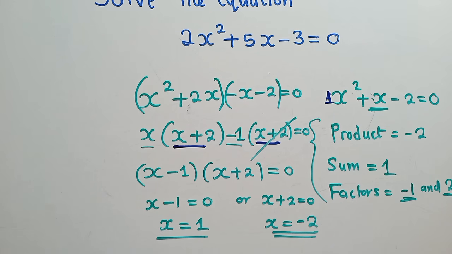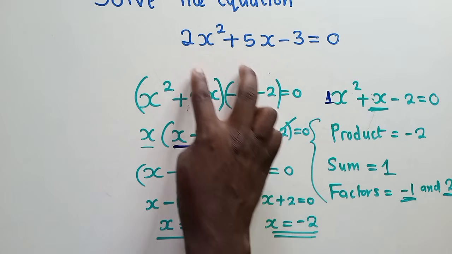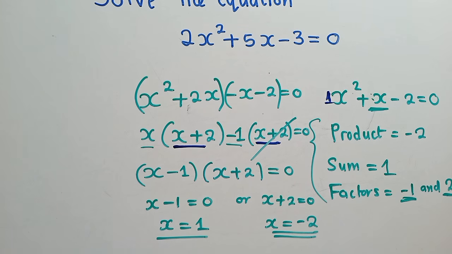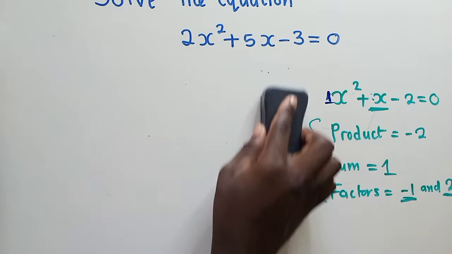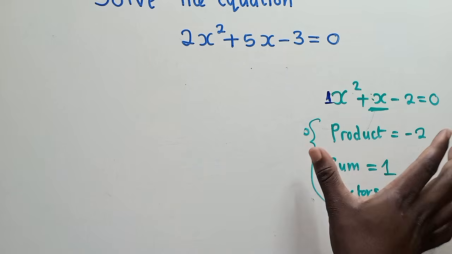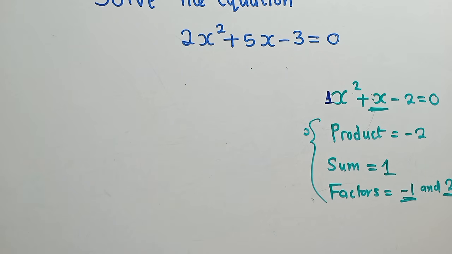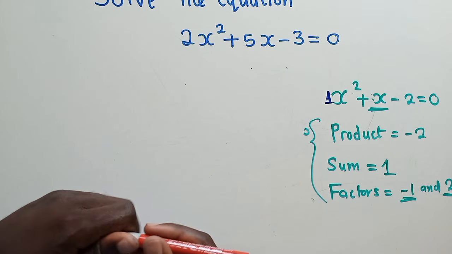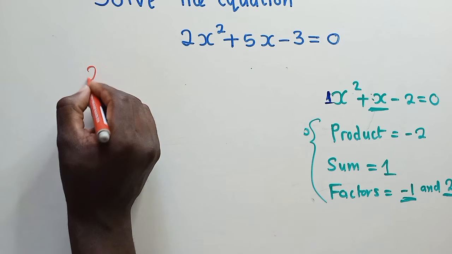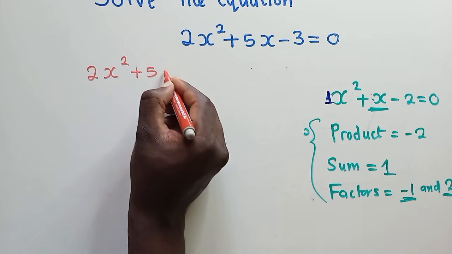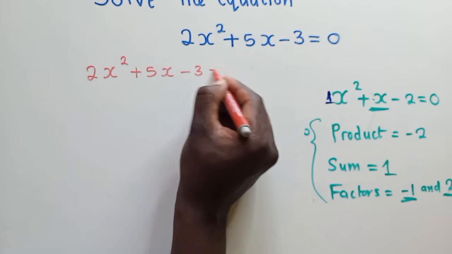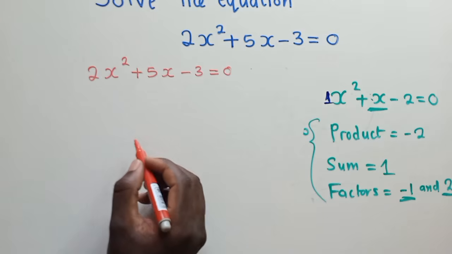Now, let's try to apply all these steps to this one, okay? And see how it will look like. So I'm going to leave this part so that we can be making reference to this part right here. So we have 2x^2 + 5x - 3 is equal to 0. So this is what we have.